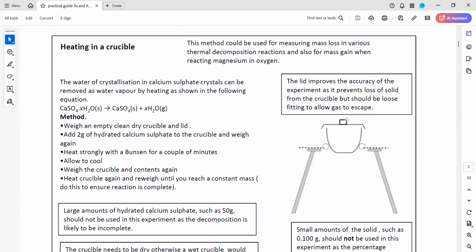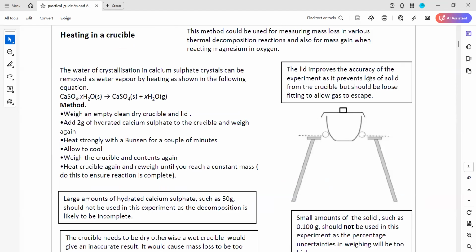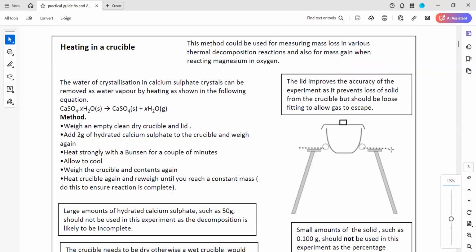Heating a crucible. There are different uses for a crucible in the science lab. What is the crucible used for? It is a deep container, and mainly if we want to find the water of crystallization or we want to find the change in mass during a reaction when a substance reacts, we use a crucible. But the most common use in the lab is finding the water of crystallization.